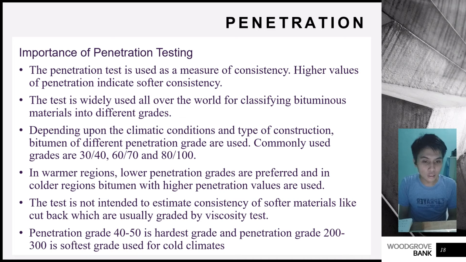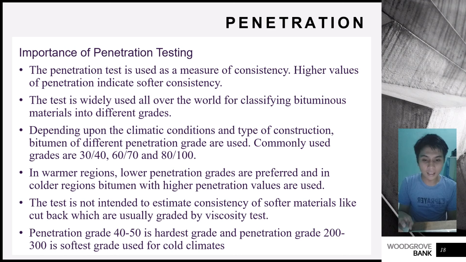Depending upon the climatic condition and type of construction, bitumen of different penetration grades are used. Commonly used grades are 30-40, 60-70, and 80-100. In warmer regions, lower penetration grades are preferred, and in colder regions, bitumen with higher penetration values are used.